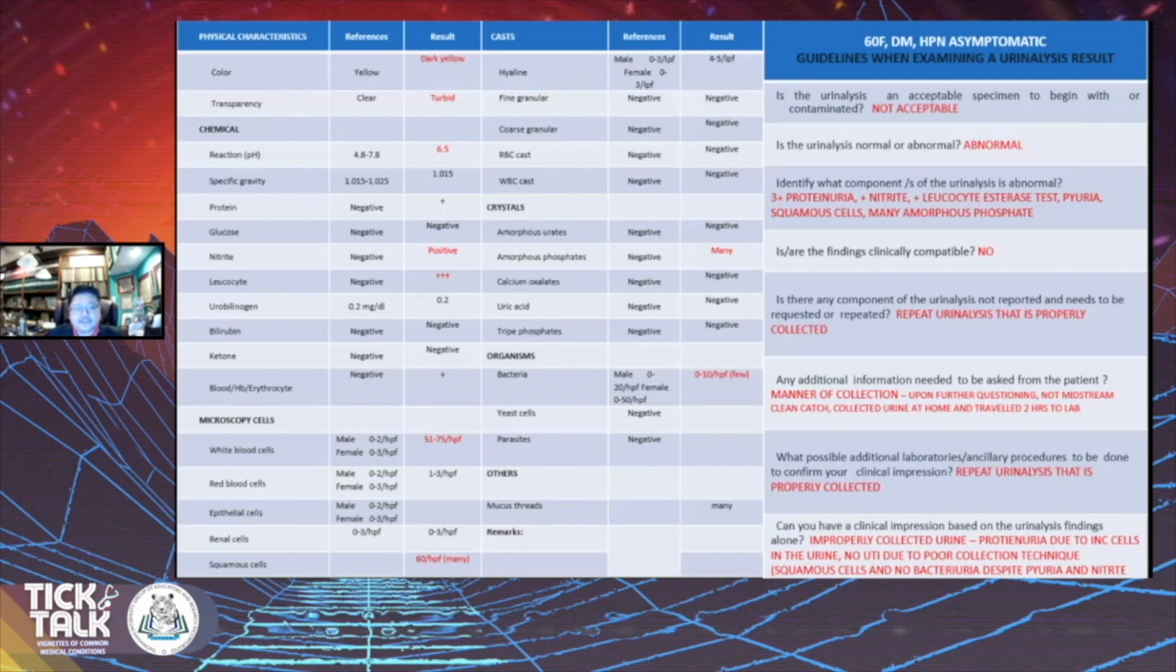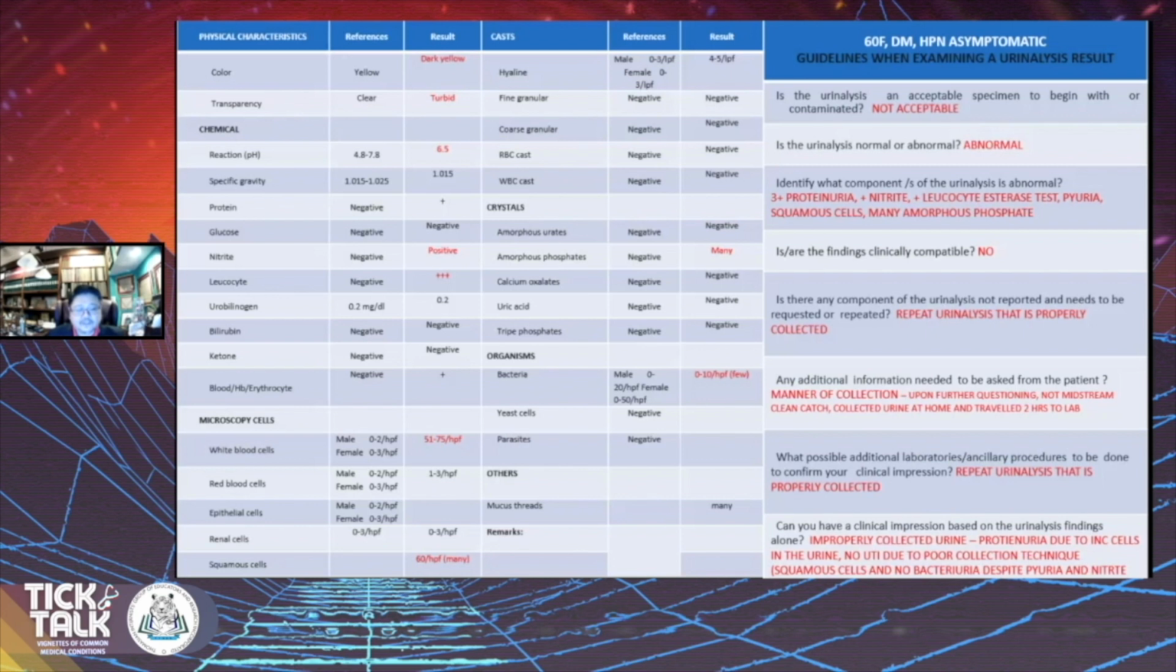And then, what possible additional laboratories? Definitely just a repeat urinalysis. And can you make a clinical impression? Definitely yes, that it is an improperly collected urine because of the many squamous cells in this patient, 60 per high power field, which is unacceptable for us. Definitely, it was not midstream. Therefore, we are not warranted to give antibiotics in this patient because there's no UTI, or urinary tract infection.